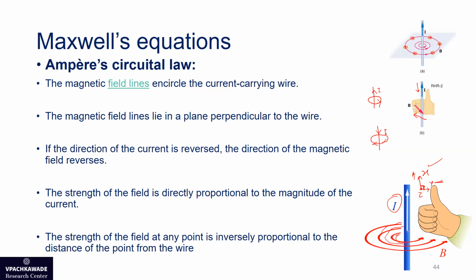And the strength of the magnetic field is proportional to the magnitude of the current. The more the current, the more magnetic flux will be generated. And the strength of the magnetic field at any point, let's say we are at this point: as you move away from the conductor, the strength of the magnetic field will go down. Here at this point the strength of the magnetic field will be higher, and here at this point it will be lower.